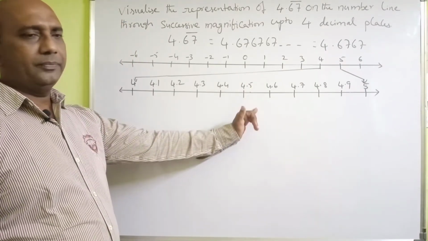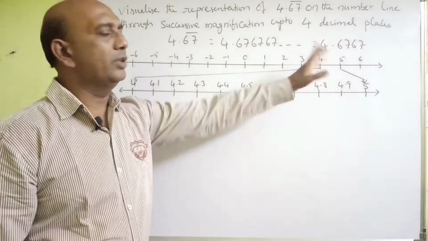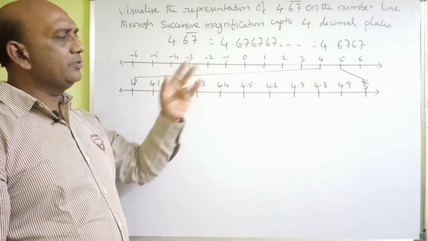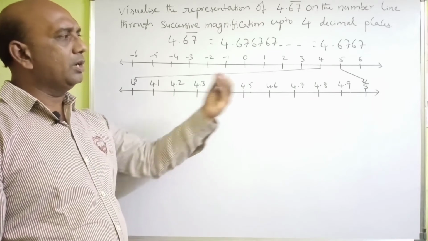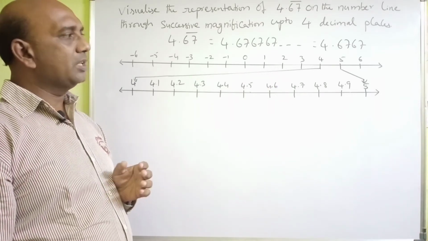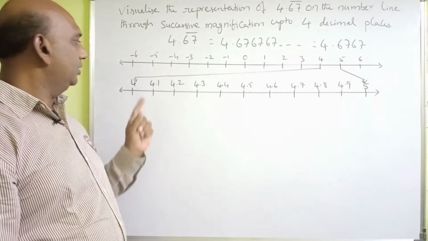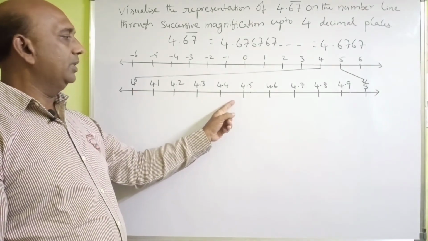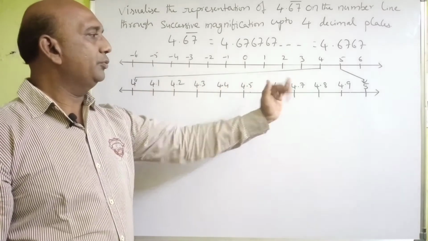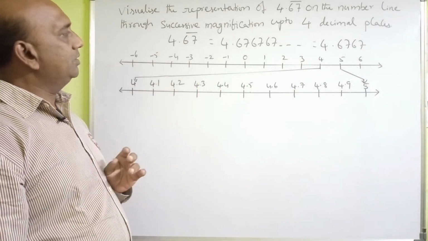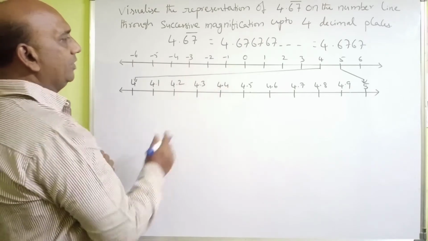This is the number line with the rational numbers between 4 and 5. What are the rational numbers between 4 and 5? 4.1, 4.2, 4.3, 4.4 and so on, 4.9. Those are the rational numbers between 4 and 5. So on this number line, we have rational numbers between 4 and 5. Next, once again look at the given question.